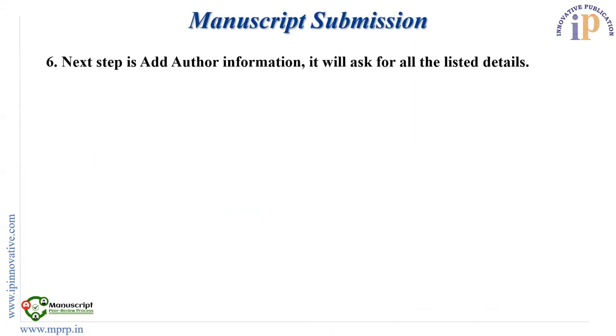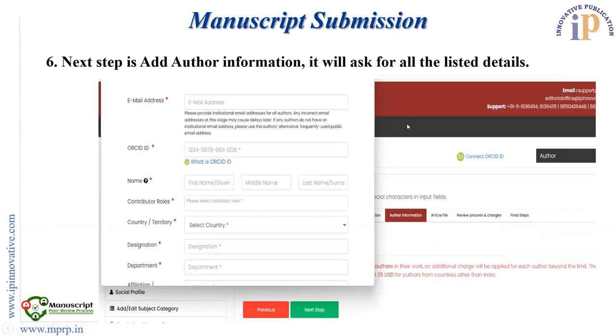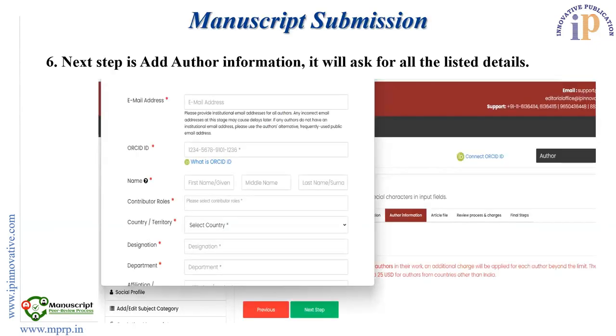The next step is to add author information. It will ask for all the listed details. So now it's time to add the authors in a paper, as it is asking for email ID, ORCID ID, name, contributor's role, country, designation, department, affiliations, etc. So in this manner, authors can be added very easily.